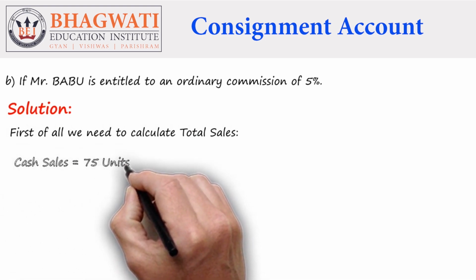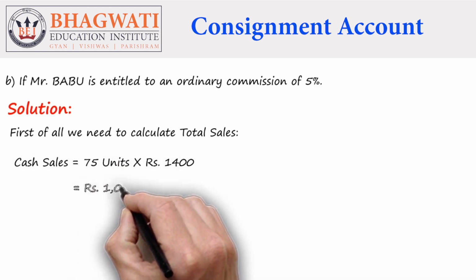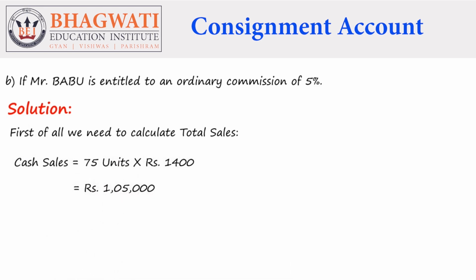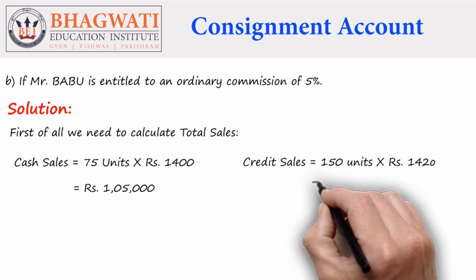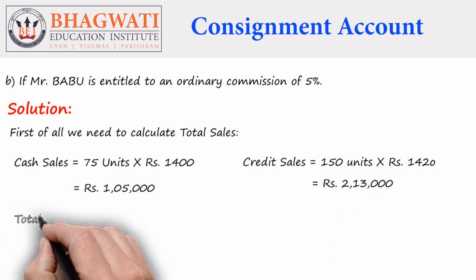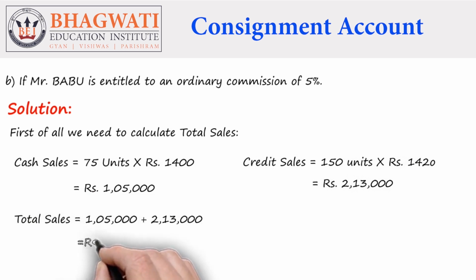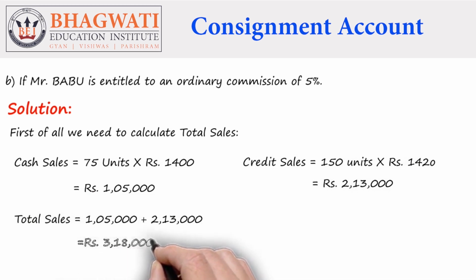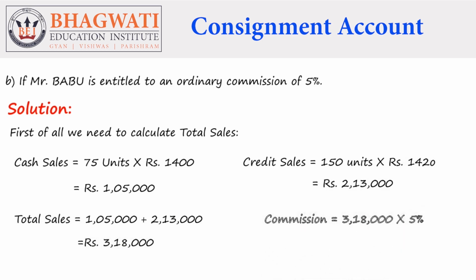Cash sales, 75 units, 1400. So that will give me rupees 1,05,000 cash sales. Credit sales, 150 units at the rate 1420. So that will give me rupees 2,13,000. So my total sales will be 1,05,000 plus 2,13,000. That is 3,18,000 rupees. So if I calculate commission, it will be 3,18,000 into 5%. That will give me rupees 15,900.